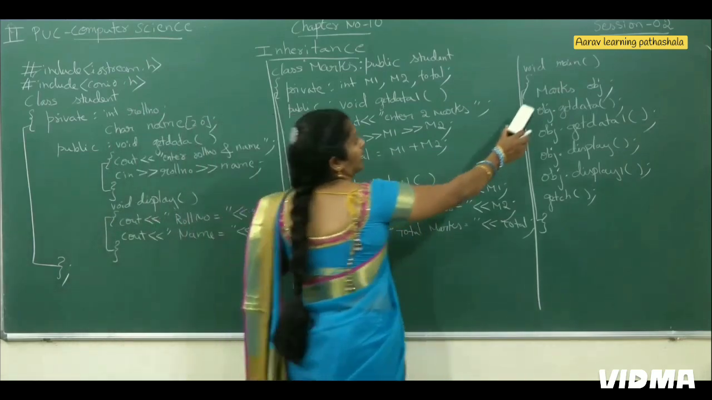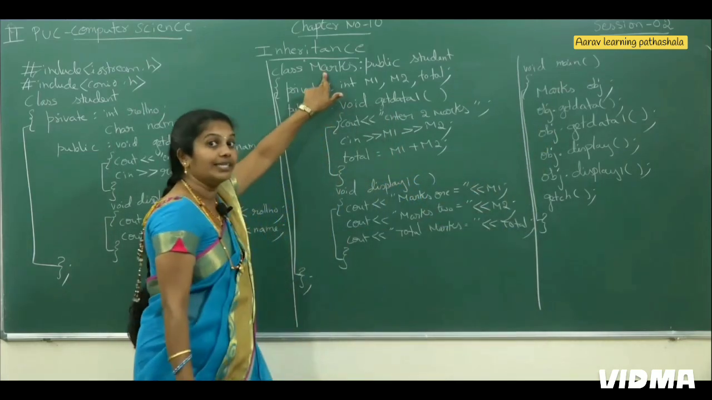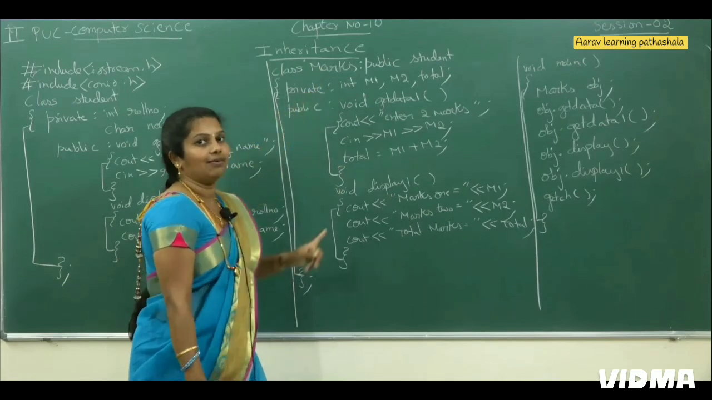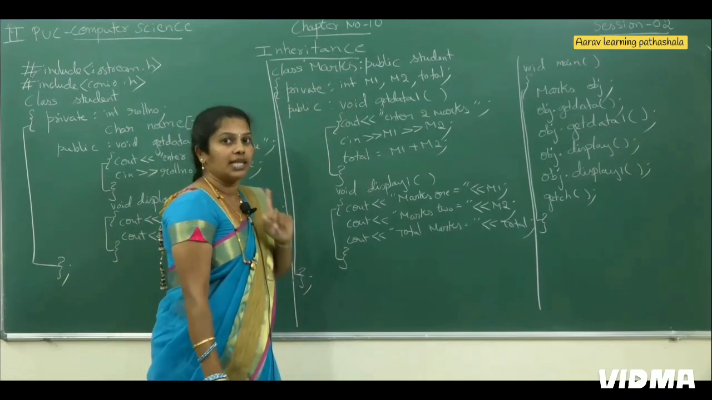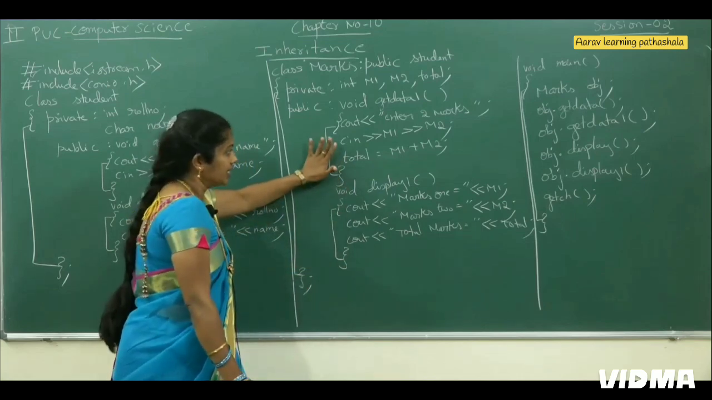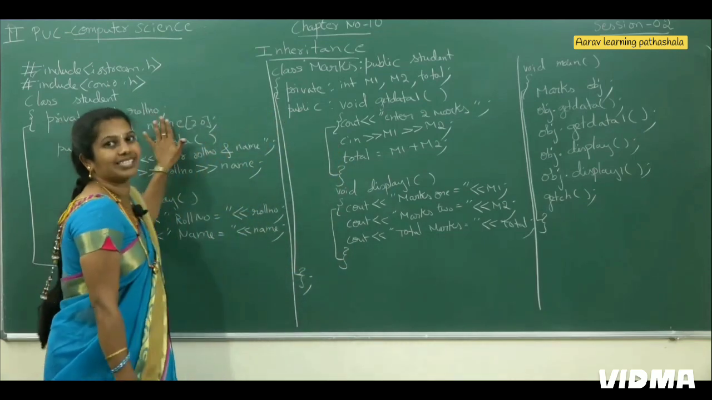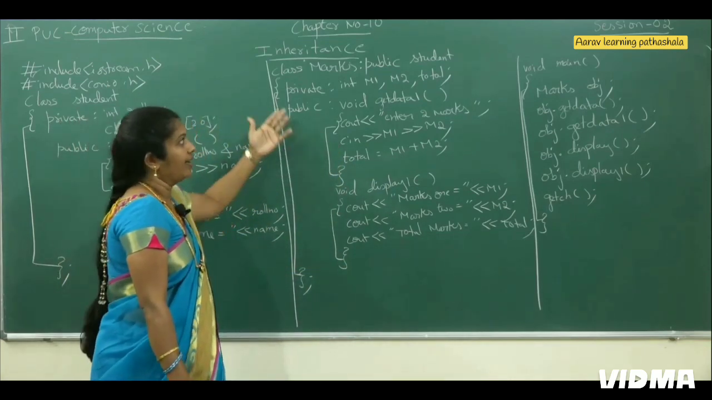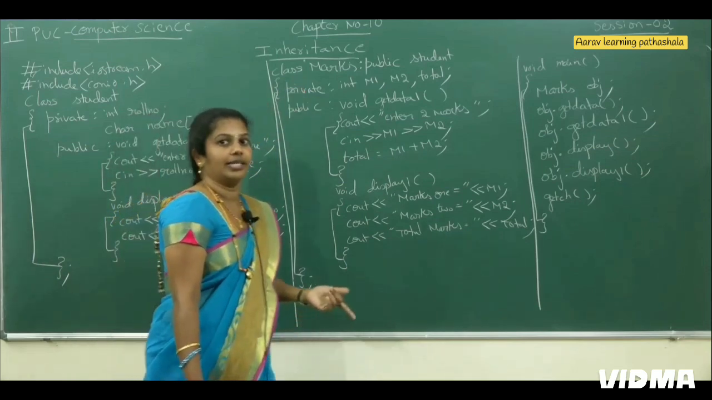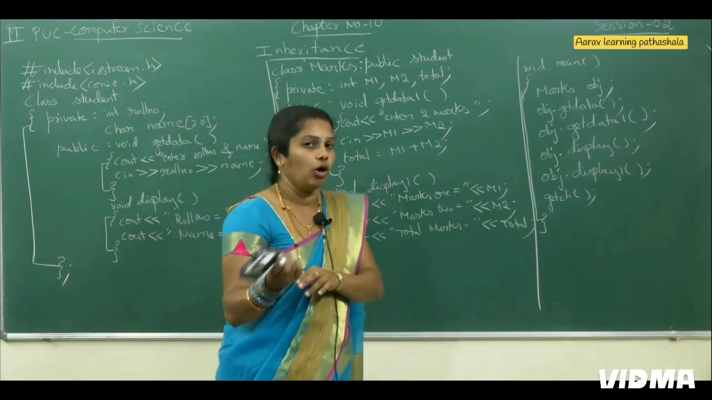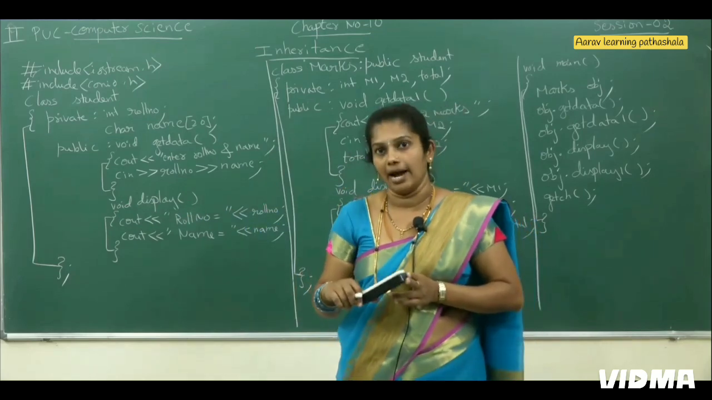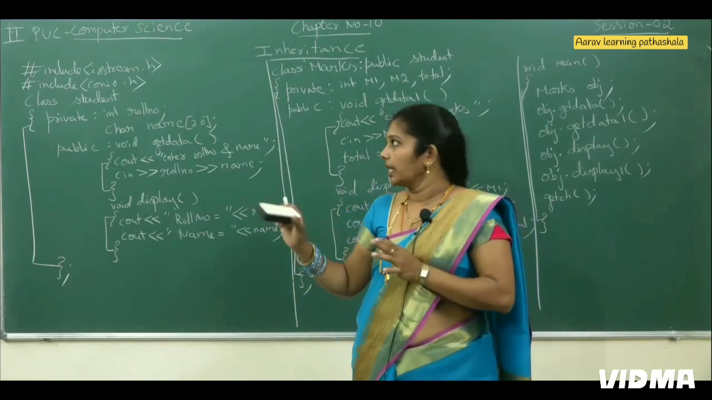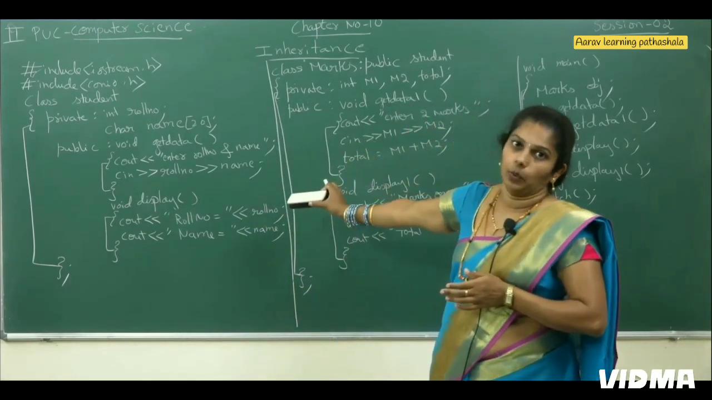While creating the object, I am creating the object for the derived class. Why should we create the object for the derived class? Because this derived class has the properties of the base class also. That's why if I create the object for the derived class, then I can access all the data members as well as member functions of the base class as well as the derived class. This is regarding your inheritance program.